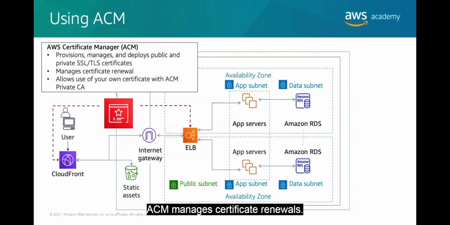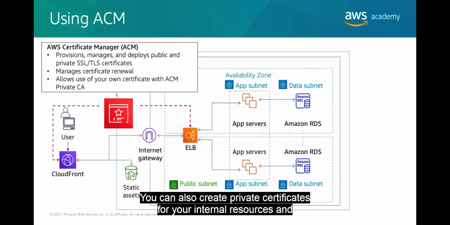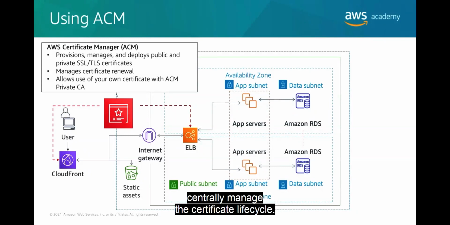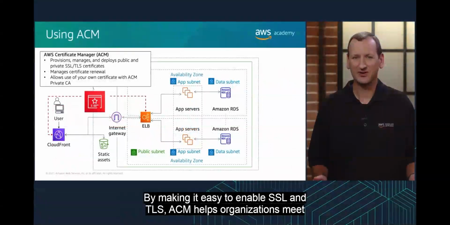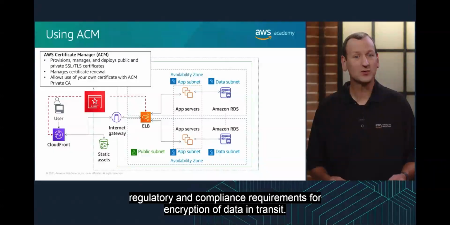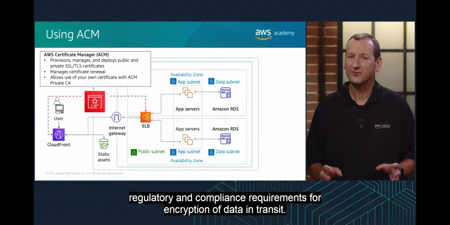ACM manages certificate renewals. You can also create private certificates for your internal resources and centrally manage the certificate lifecycle. Public and private certificates provisioned through ACM for use with AWS services are free. You pay only for the AWS resources you create to run your application. By making it easy to enable SSL and TLS, ACM helps organizations meet regulatory and compliance requirements for encryption of data in transit.